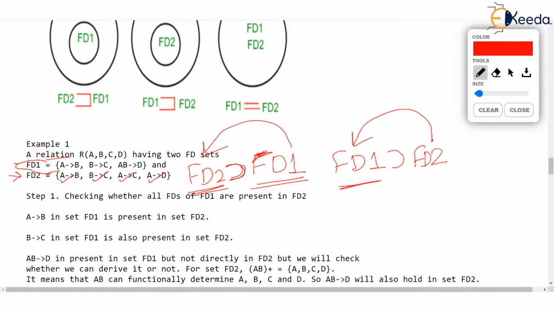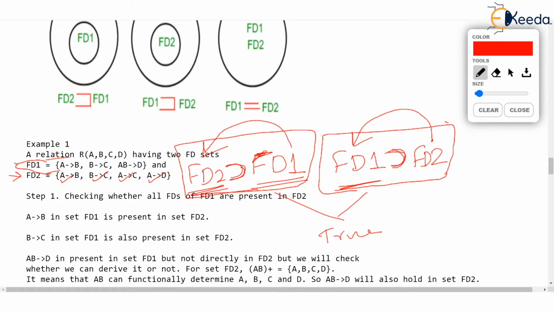FD2 covers FD1. How do you read this second thing written? FD1 covers FD2. And suppose now both of them are true. A covers B and B covers A. Then we say FD1 is semantically equivalent to FD2. That means both the FD sets have the same meaning.